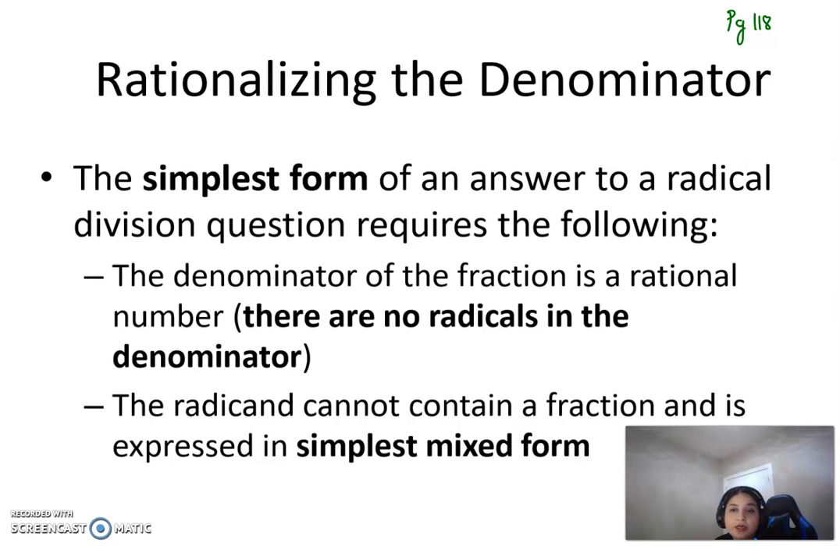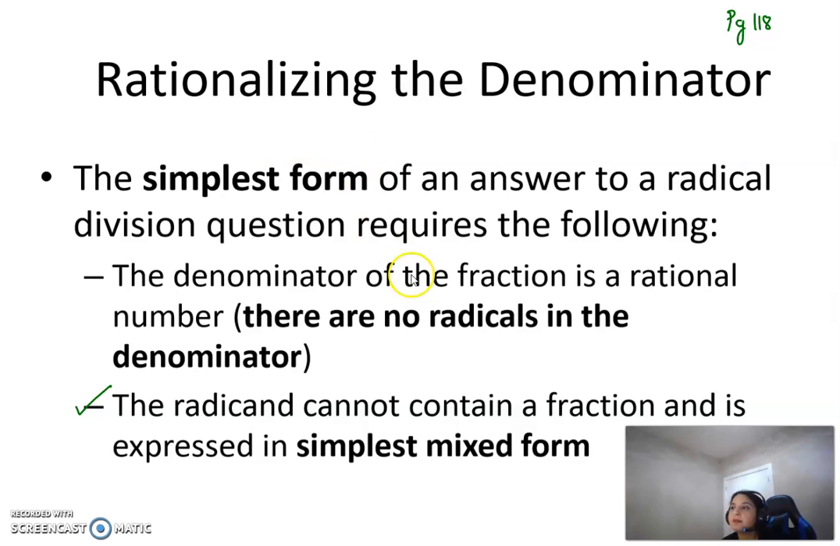So now we're going to learn about rationalizing the denominators. When we're dealing with radical numbers, there's two things that we always want to keep in mind. One is that the radicand, whichever number we have as a radicand, never is complicated, right? So we want to make sure that it is expressed in the simplest form. And the second thing is that the denominator of a fraction is a rational number.